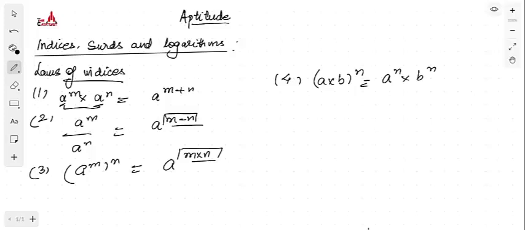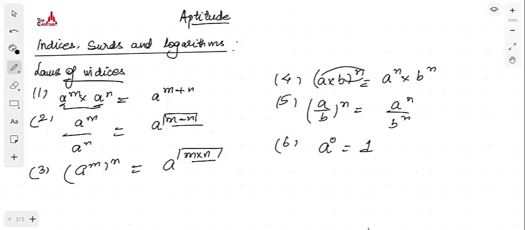If it is written like a into b to the power n, then you can write it as a to the power n into b to the power n. Similarly, when it is written like a upon b to the power n, you can break it as a to the power n divided by b to the power n. Same with a to the power 0, it is nothing but 1. Anything to the power 0 is 1.